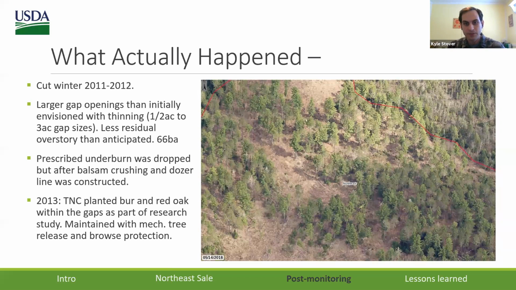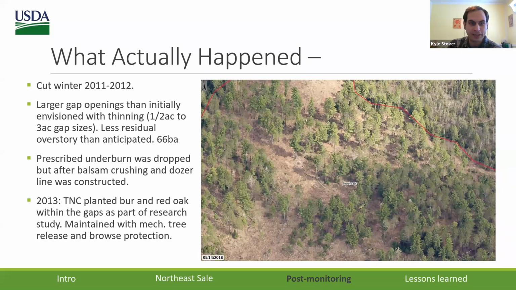And due to slopes, and again the amount of hardwoods we were able to cut out, we ended up with less overstory density than we anticipated on a stand average basis. And that came out to be around 66 basal area in the 2019 measurement. And the prescribed burn was dropped, and there was a lot of debate around that decision at the time.